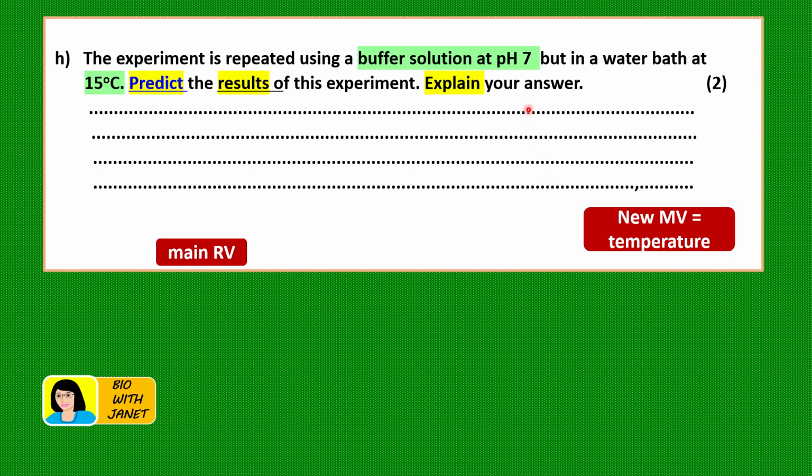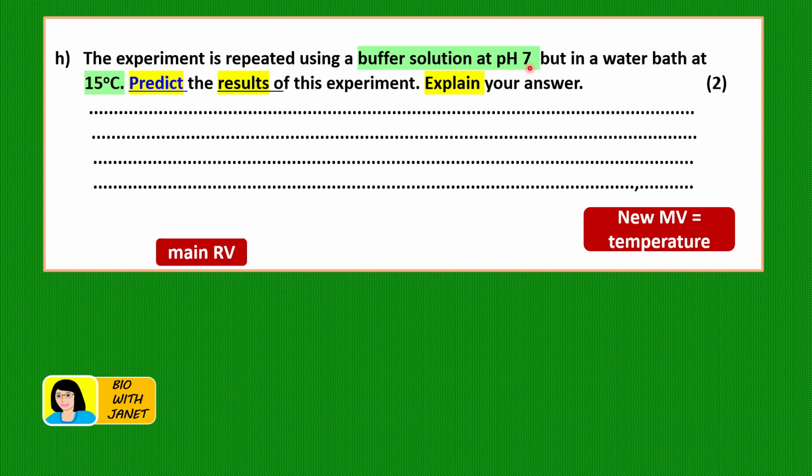So this is the last question. The experiment is repeated using a buffer solution at pH 7, but in a water bath at 15 degrees Celsius. Predict the results of this experiment and also explain your answer. So there are two parts, predict and then explain. Now, for this second experiment here, is using buffer solution at pH 7, right? But what is changed? The temperature, okay?